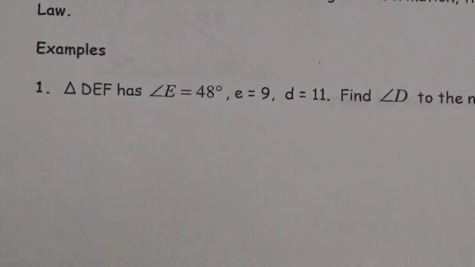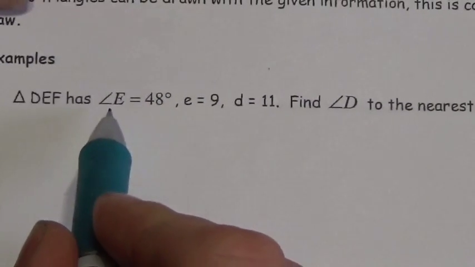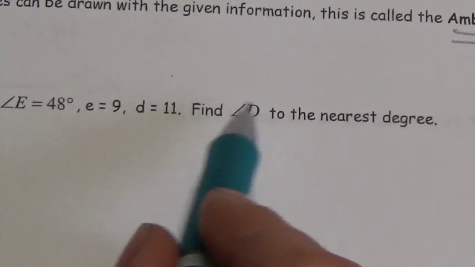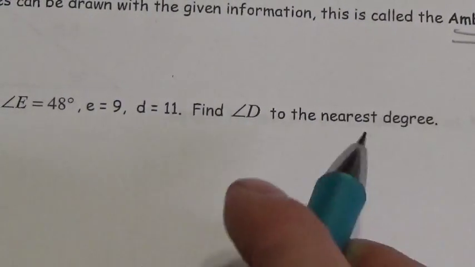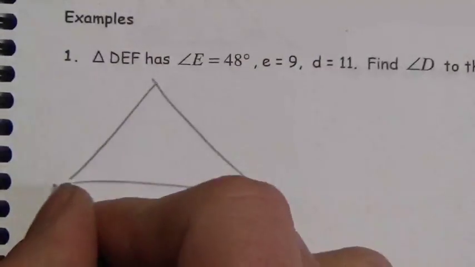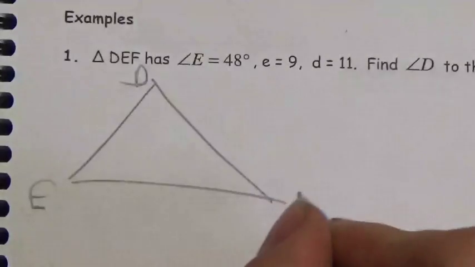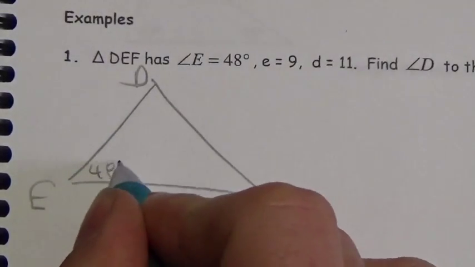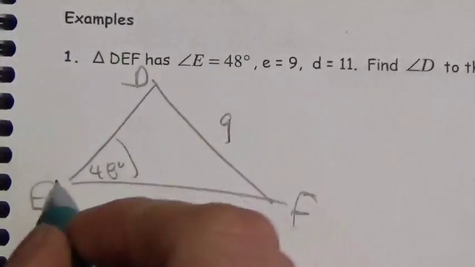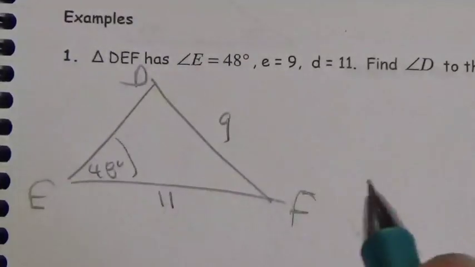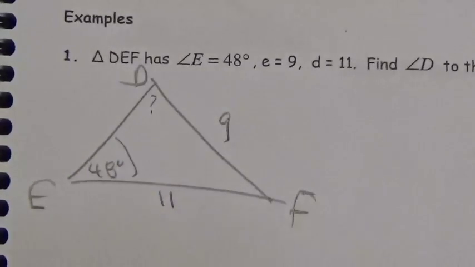All right, here we go. In triangle DEF, angle E is 48 degrees, side E is 9, side D is 11. We're going to find angle D to the nearest degree. Okay, so let's just draw this out here. E, D, F. E is 48 degrees, good. Little e, or side E, which will be opposite that, will be 9. D will be 11, and we are looking for angle D.